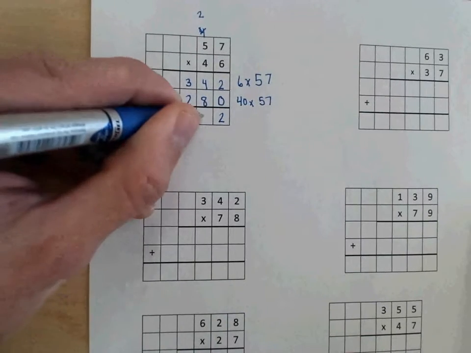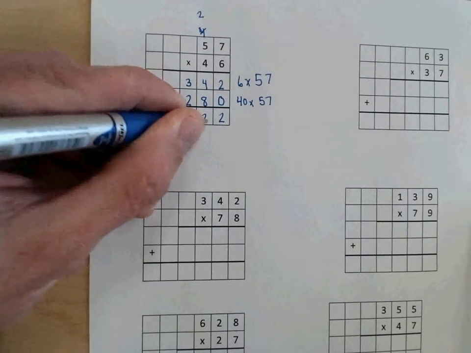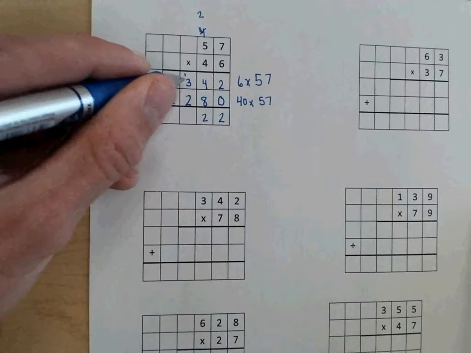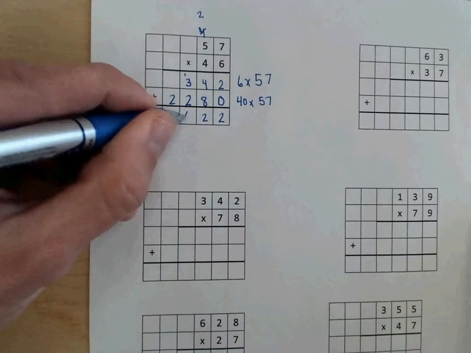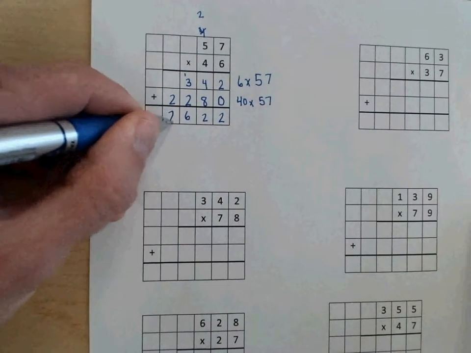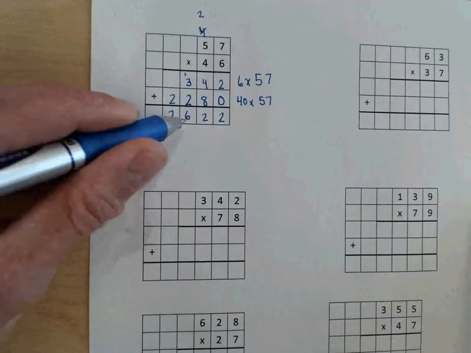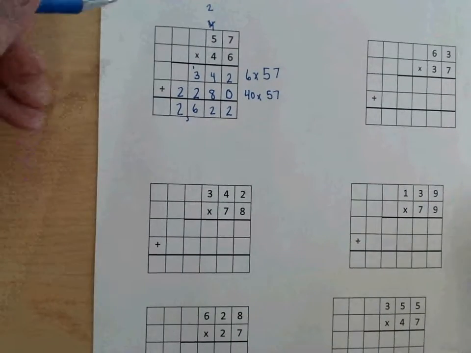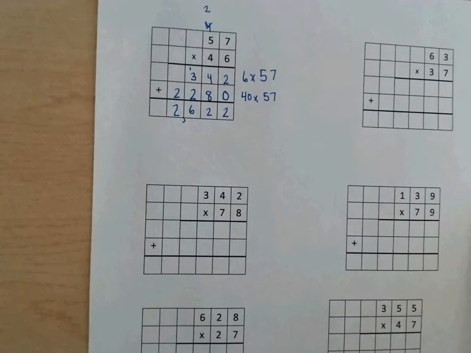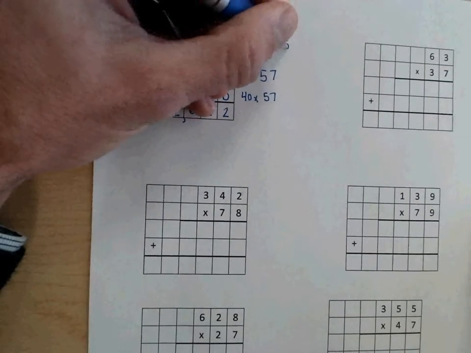So 2 plus 0 is 2. 8 plus 4 is 12. 1 plus 3 is 4, plus 2 is 6, and 2 plus 0 is 2. Our answer is 2,622. Another thing that we're working on too is we have been estimating.